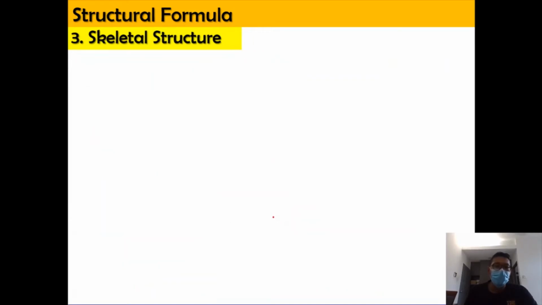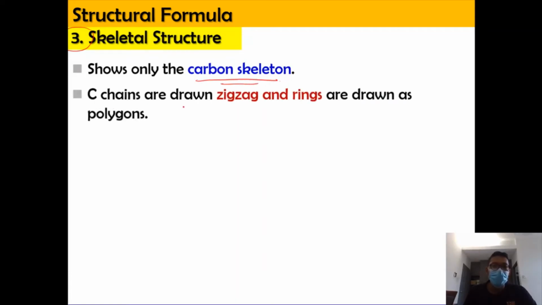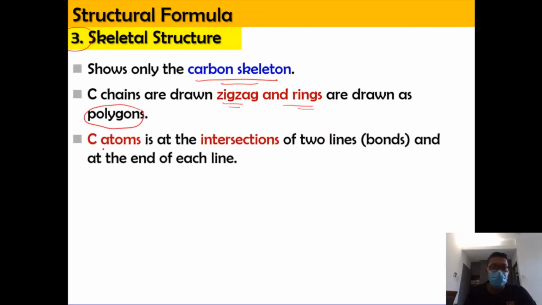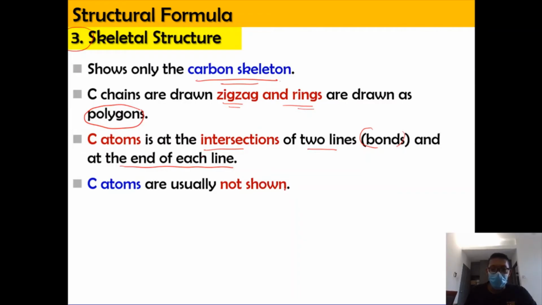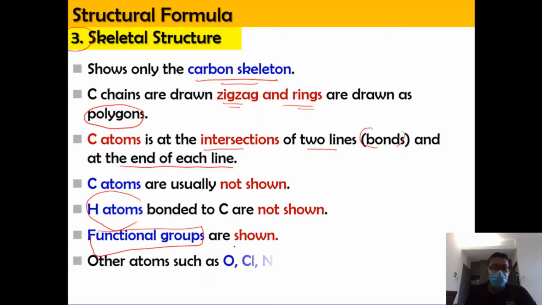Now we move on to the next part, which is the skeletal structure. The skeletal structure only shows the carbon skeleton. So the carbon chains are drawn zigzag and rings are drawn as polygons. The carbon atom will be shown at the intersection between two lines, which is the bond, and at the end of each line. The carbon atoms are usually not shown, as well as the hydrogen atoms. However, the functional groups are shown, and other atoms such as oxygen, chlorine, and nitrogen will be shown in the structure.